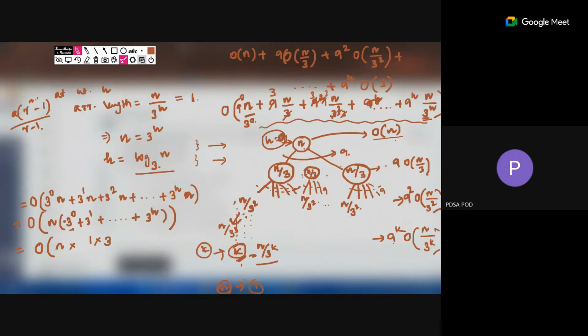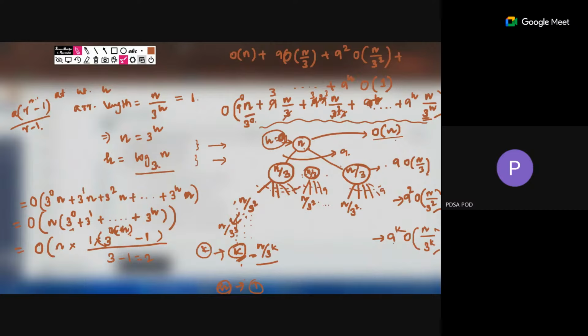So this will be divided by 3 minus 1, which is equal to 2. And here we will be having something along the lines of 3 to the power h plus 1, or h minus 1, or h something minus 1. 3 to the power something, order of h.